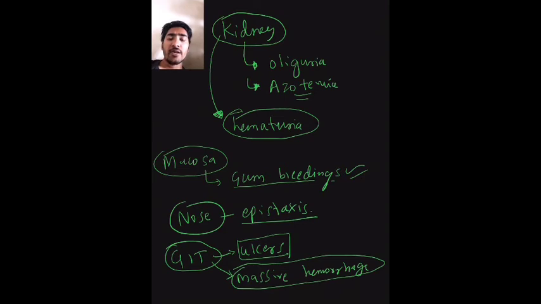What happens in the kidney, friends? What happens in thrombotic stage? There will be oliguria, that is less urine is produced. Then azotemia, that is urea is getting increased in the blood, secondary to reduced GFR in the kidney. And in the hemorrhagic type, you can see hematuria, that is blood appearing in the urine. And what happens in the mucosa? You can see bleeding gums. In the nose, you can see epistaxis. In the GIT, in the hemorrhagic condition, you can see GIT ulcers. And there can be massive hemorrhage within the abdomen.